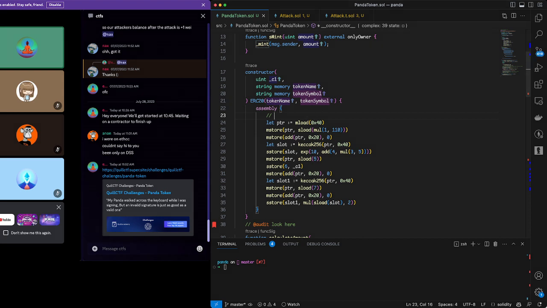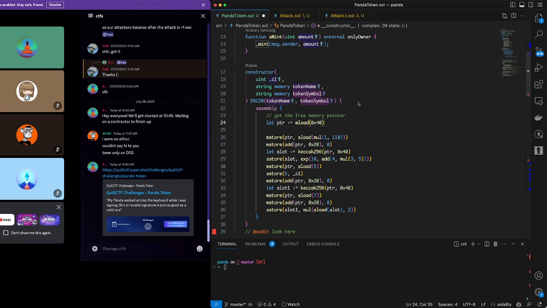So yeah, this is a special spot for the EVM. So what we're grabbing here is get the free memory pointer and load it into pointer. We got a little bit of help with this variable here, in case you weren't familiar with that.